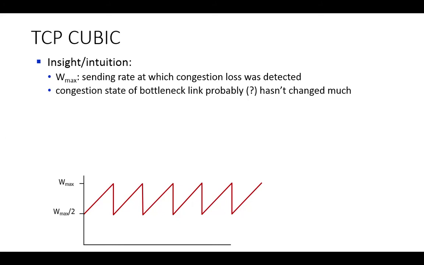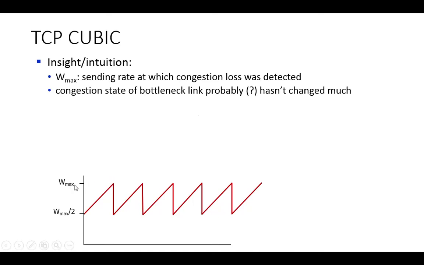Whenever congestion happens, what does it mean? Suppose at this point the network congestion happens. So how is it detected that congestion happens? Due to duplicate acknowledgement or packet loss, whatsoever is the case. So what should we do? First of all, this point is noted. This is called WMAX. This is the state where the last congestion happened. So this value of the congestion window is called WMAX.